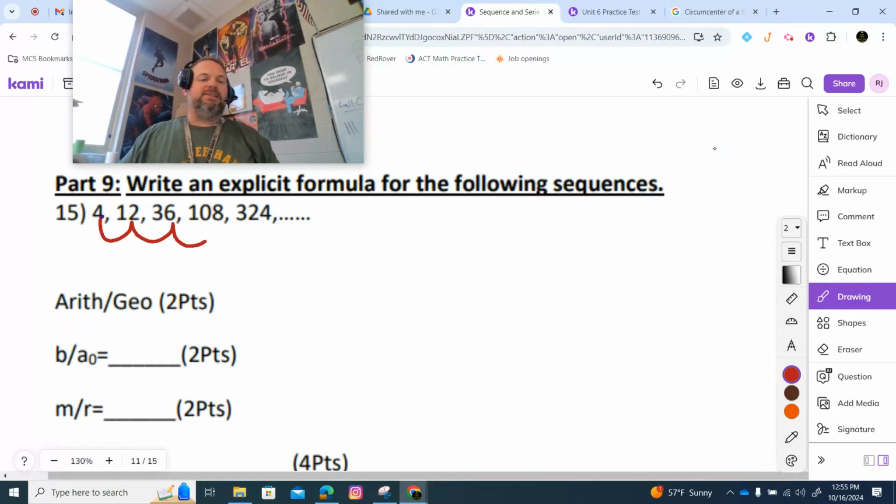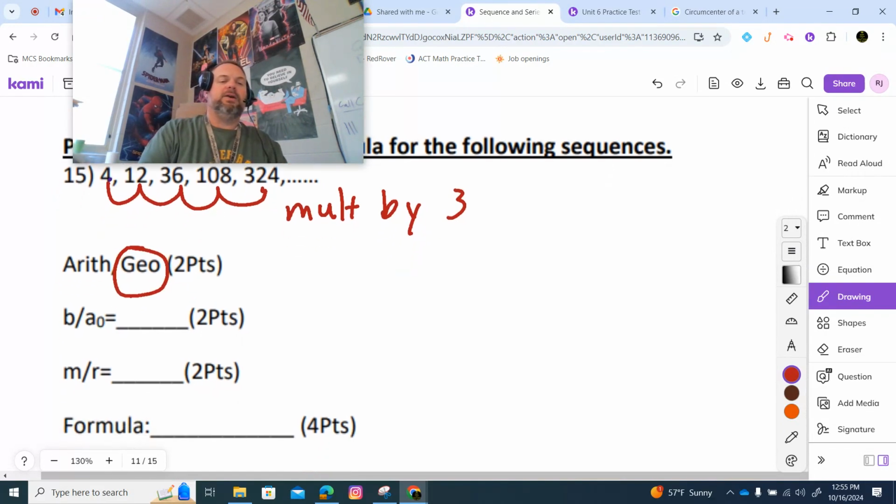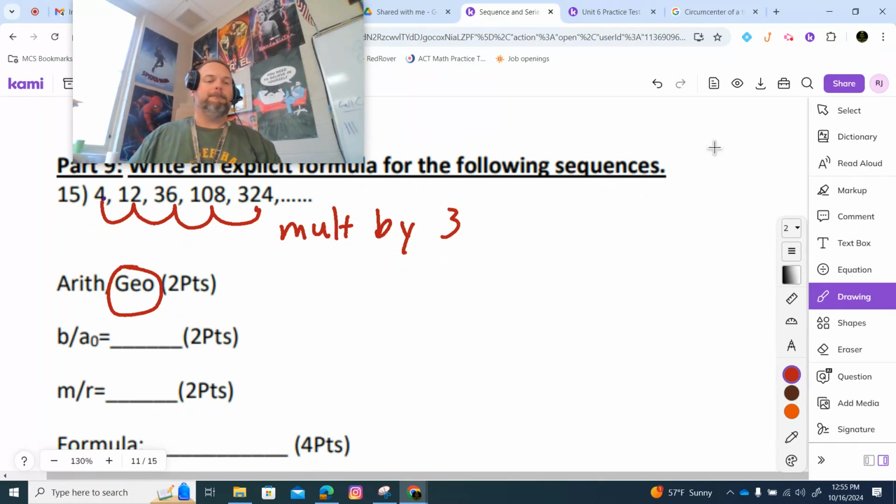4, 12, 36, 108, 320. What's happening each time? Since we're multiplying, this is geometric. Okay. What is our R? 3. Okay. How do we find our A sub 0? Yes, 4 divided by 3. That's going to give us a crazy decimal, so we're just going to leave it as 4 over 3.